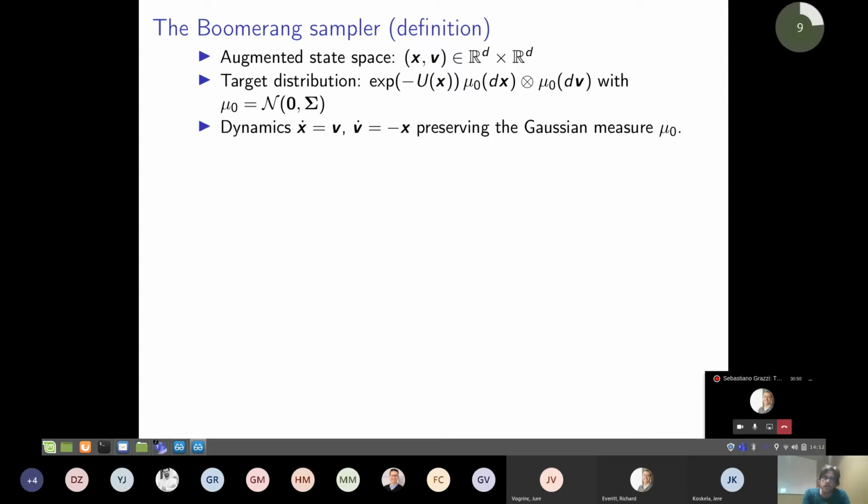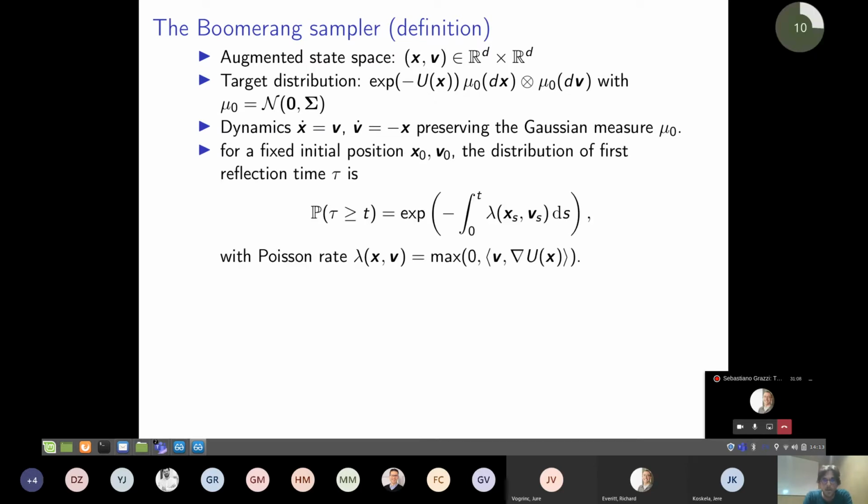The dynamics of the sampler are the Hamiltonian dynamics, which preserve the Gaussian measure. But they're quite simple, and this differential equation can be solved, so they can be simulated at any time without any discretization. And then we have a Poisson clock, which determines the first reflection time, which we call tau.